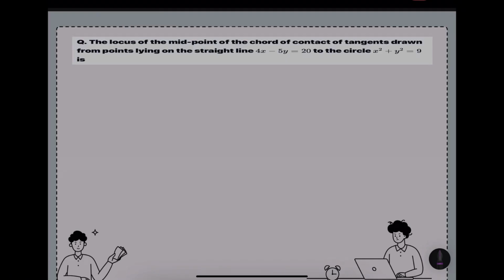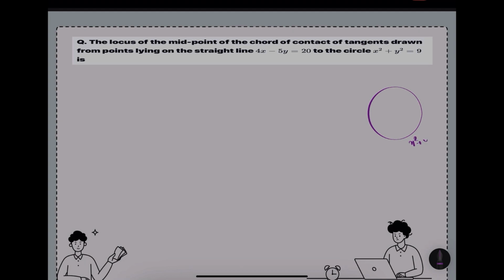We got this question, and this question is very unique. You have to understand, you have to apply so many concepts over there. Now look at this. The locus of midpoint of the chord of contact of tangents drawn from points lying on the straight line this to the circle this. So we have the equation of circle as this.